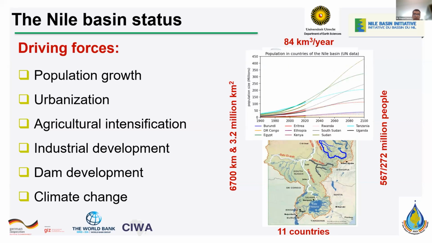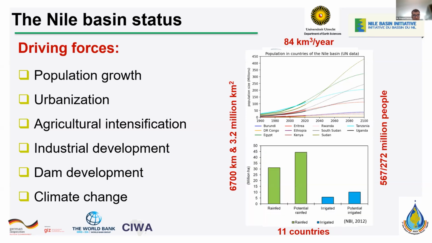rapid population growth in the Nile countries, continued urbanization, and also agricultural intensification to meet the growing food demands from the growing population. We have also industrial development going on in the Nile countries, also dam development and climate change. So all these factors are affecting, and will affect, the nutrient fluxes in the Nile basin now and in the future.